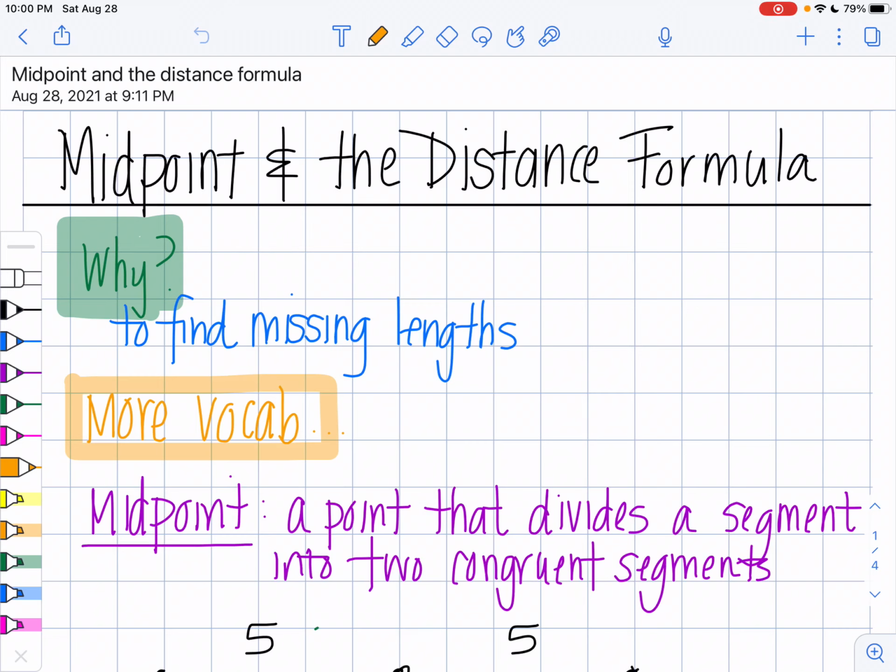Here in this lesson, we are going to learn about midpoint and the distance formula. So why do we need to know this? To find missing lengths. But first, we have to talk about more vocab. In the last video, we learned about segment congruence, which means that two line segments have the same length.